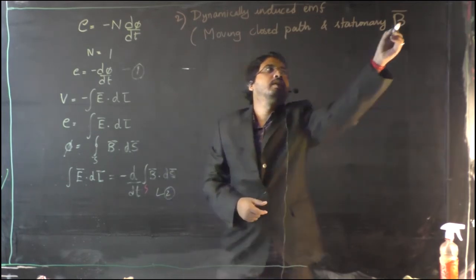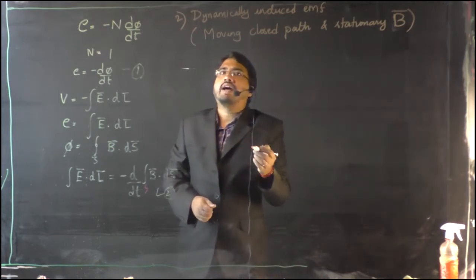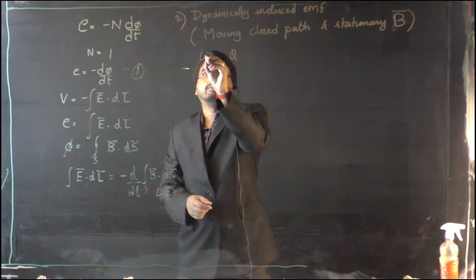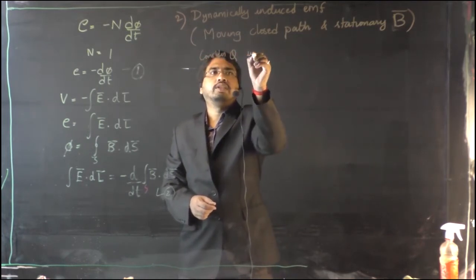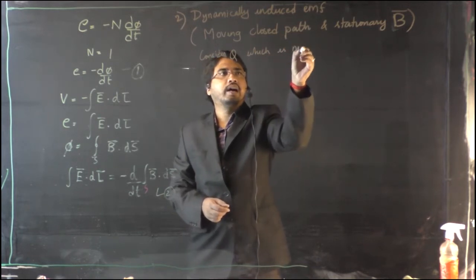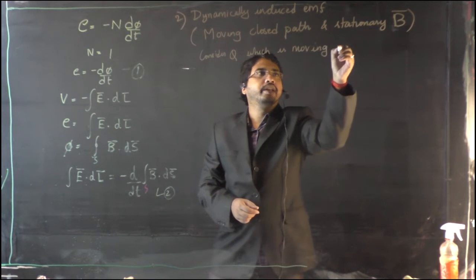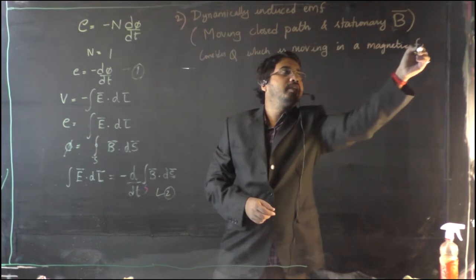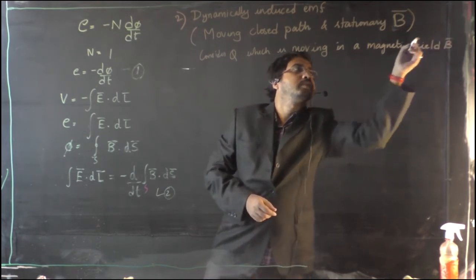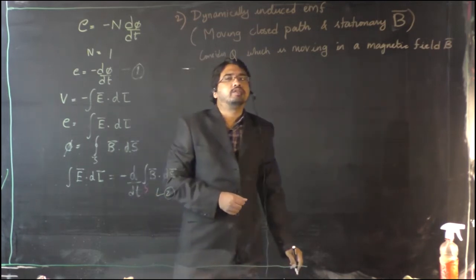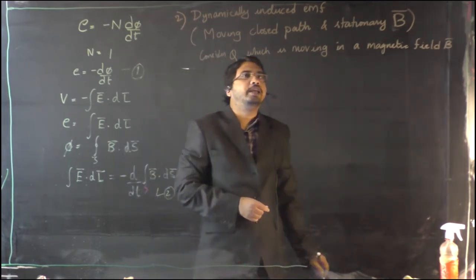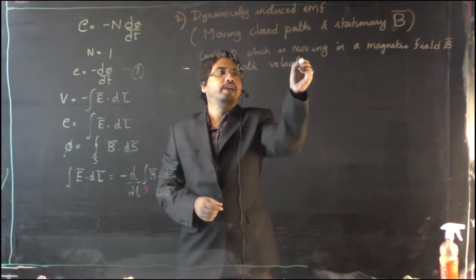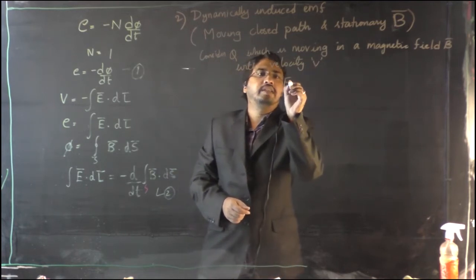So in this case, how are we going to represent Faraday's law of electromagnetic induction? Here consider a charge Q which is moving in a magnetic field B bar with velocity V.